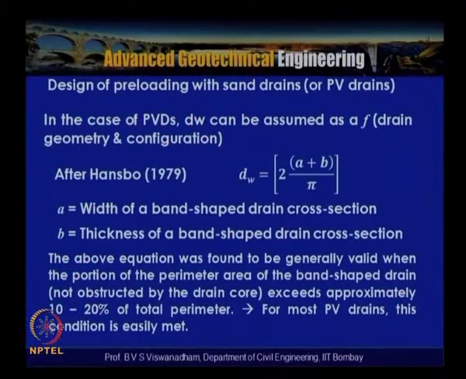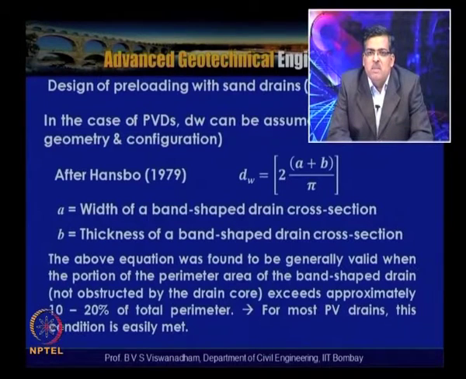So, after having obtained that, as far as the PVDs are concerned, because the PVDs have dimensions, the diameter of the well is approximated based on the drain geometry and configuration. After Hansbo 1979, the diameter of the well is equalized like this: dW is equal to 2 into A plus B by pi. This has been obtained by equating pi dW, the perimeter of the well, to 2 into A plus B, where A is the width of the band shaped drain cross section and B is the thickness of the band shaped drain cross section.